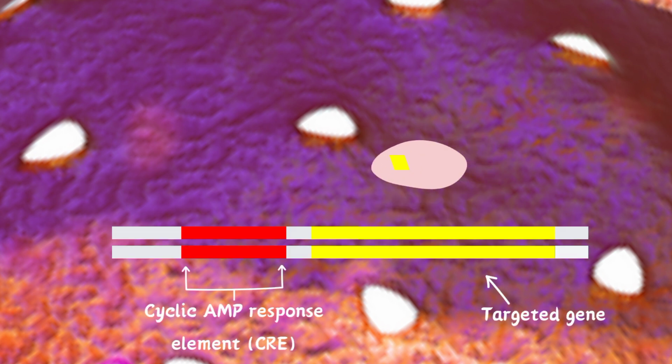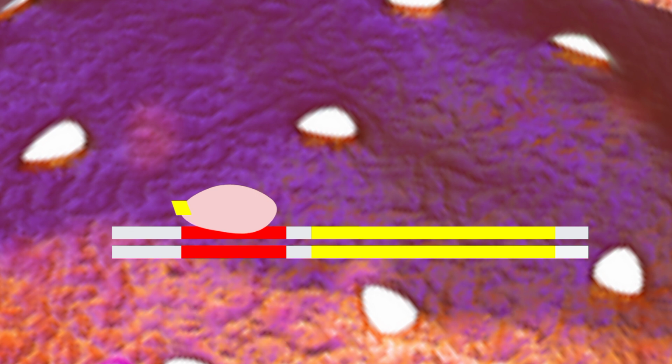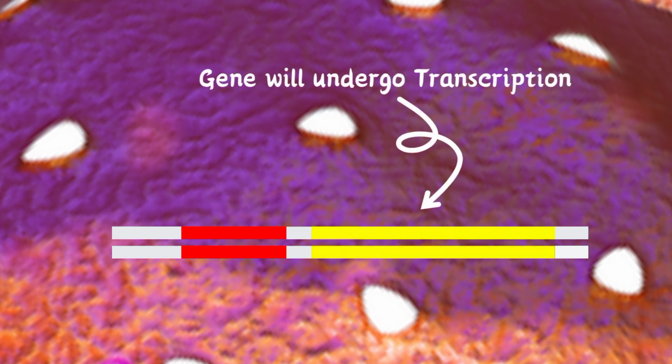This phosphorylated CREB will then go and bind to the cyclic AMP response element of the targeted gene. The phosphorylated CREB then recruits a transcription coactivator called CREB binding protein, CBP, which is responsible for stimulation of transcription of the targeted gene. After the binding of CBP, the gene will undergo the transcription process to produce the required RNA.